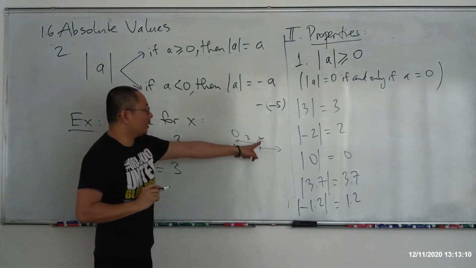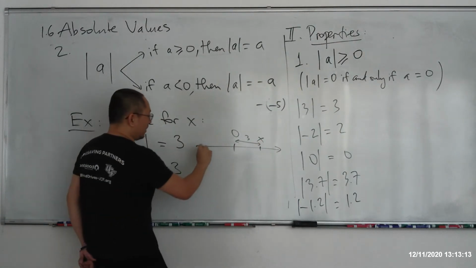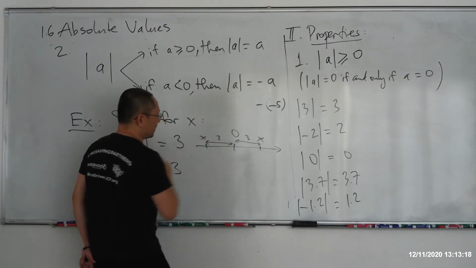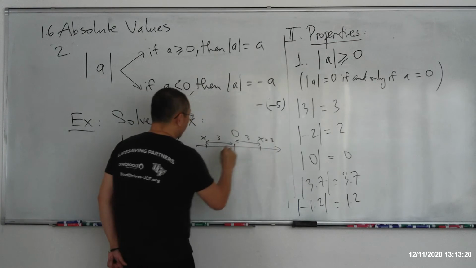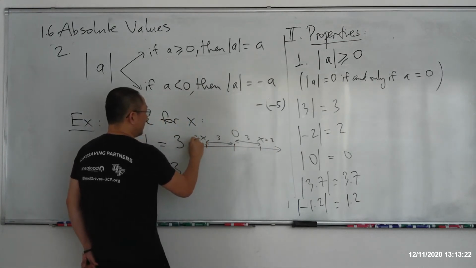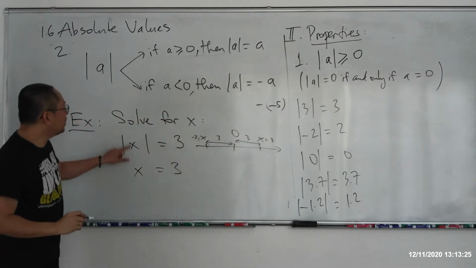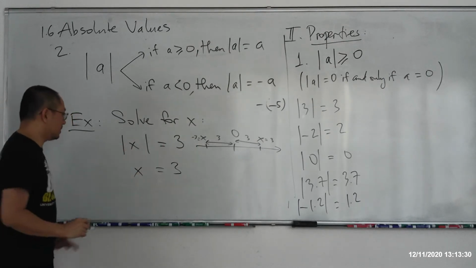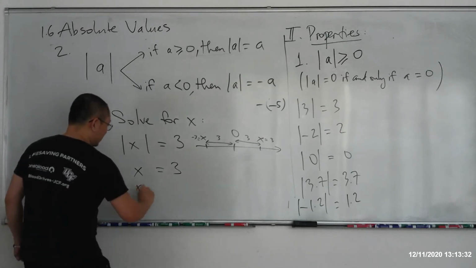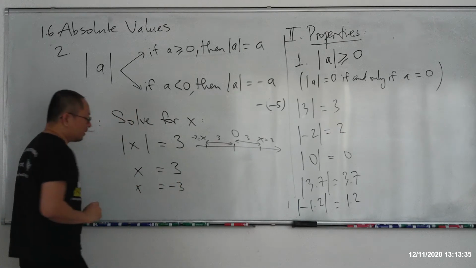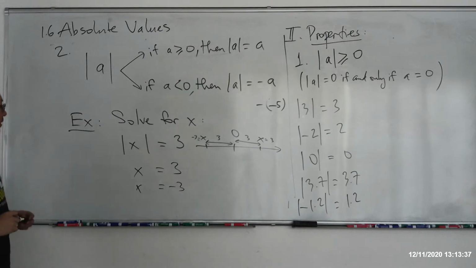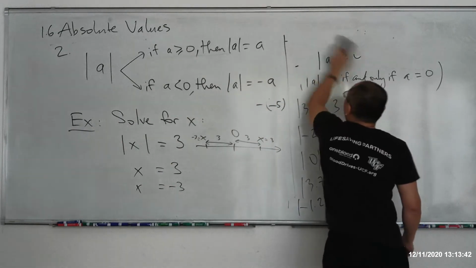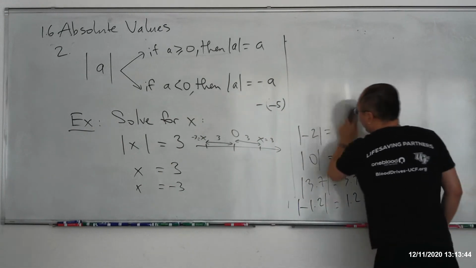But it's not only one x that has a distance to the origin equal to 3. I may have another x on this side that has a distance to the origin equal to 3 as well. The distance is 3. This x is equal to 3, and the other x is equal to negative 3. So there are two values of x that make the distance to the origin equal to 3: x equal to 3 and x equal to negative 3. So you are going to have two solutions, either x equal to 3 or x equal to negative 3. Okay? Try one more example.